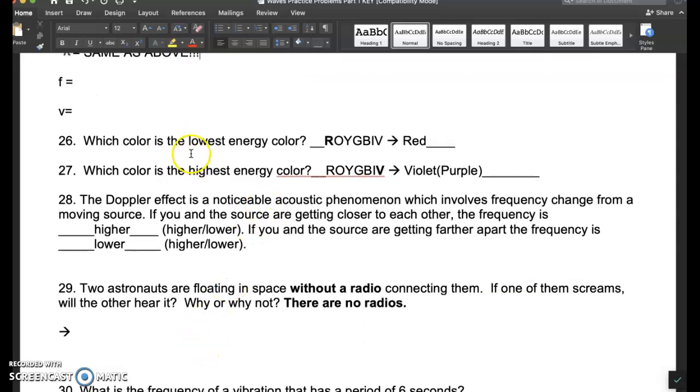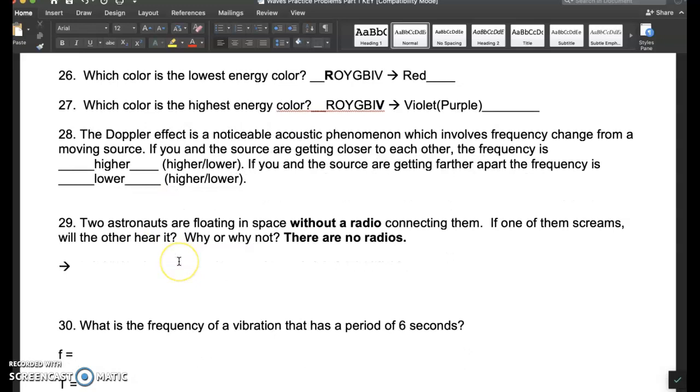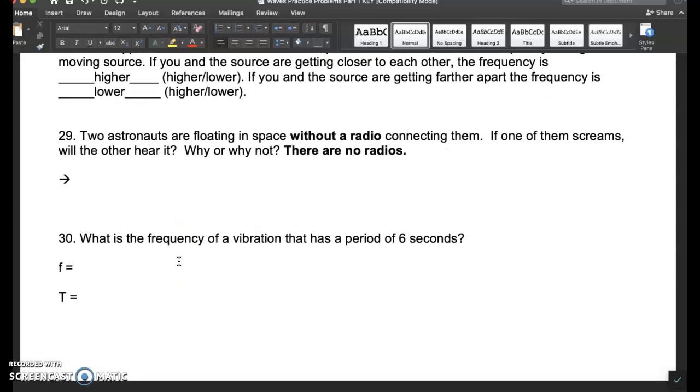Okay, so energy, you got ROY G BIV, our visible light spectrum. Red is the lowest energy. Violet is the highest energy. Doppler effect: as the source comes towards you, the pitch gets higher because the frequency is getting higher, and the pitch gets lower as it moves away as the waves get spread out. So think about Sheldon from the Big Bang Theory clip.